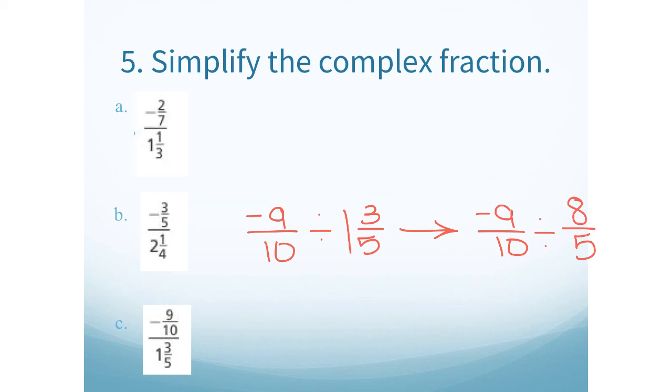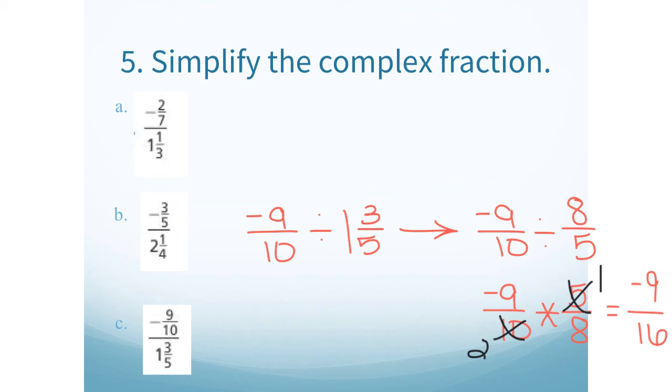Now I'm ready for multiplying by the reciprocal. Keep negative 9/10 and multiply by the reciprocal of 8/5, or 5/8. I see a common factor. 10 and 5 are both divisible by 5. So the 5 divides to a 1, and the 10 divides to a 2. And as I work this, I have negative 9 over 16. And that is my final quotient.